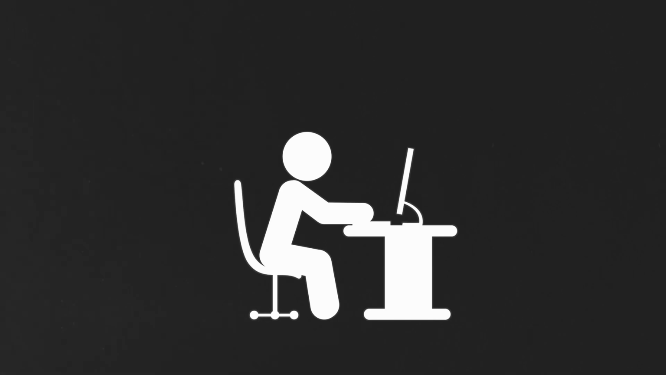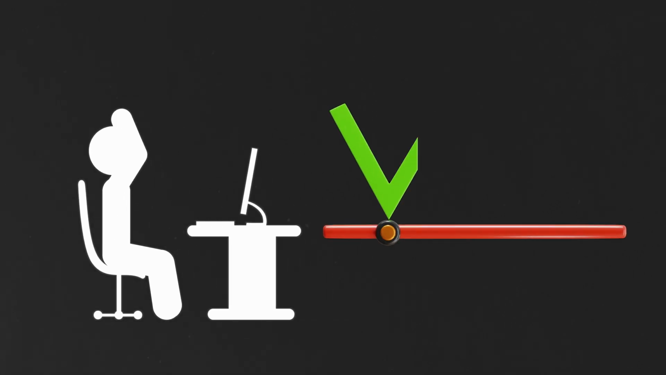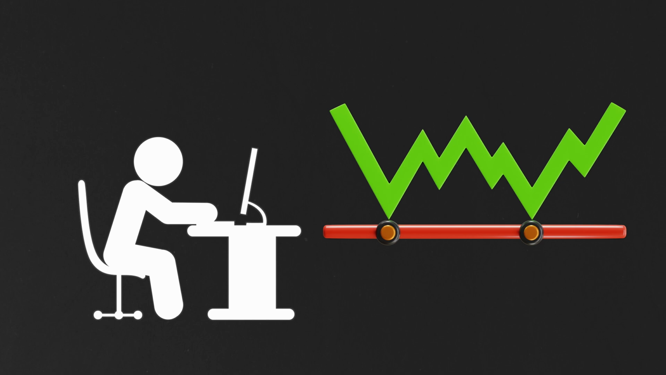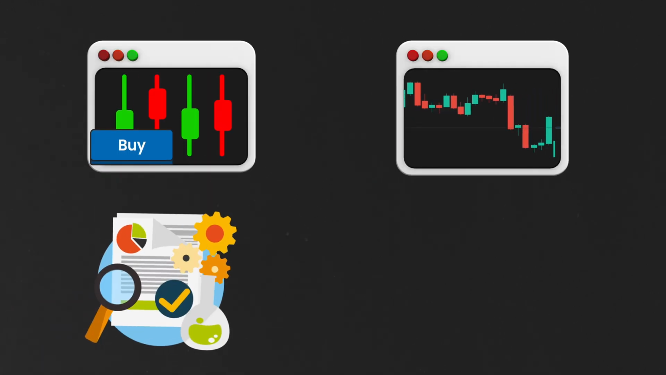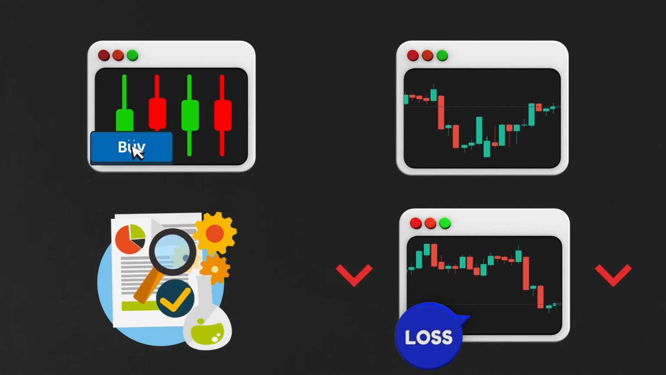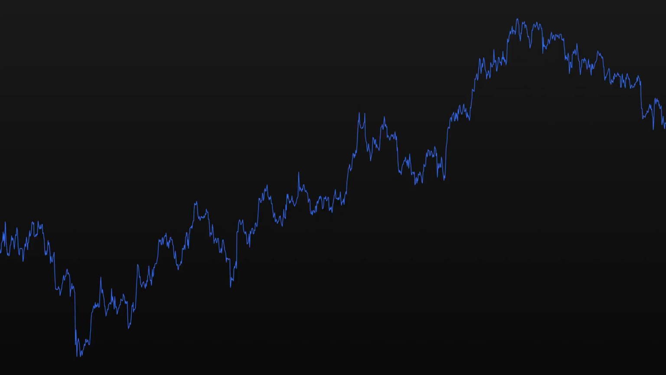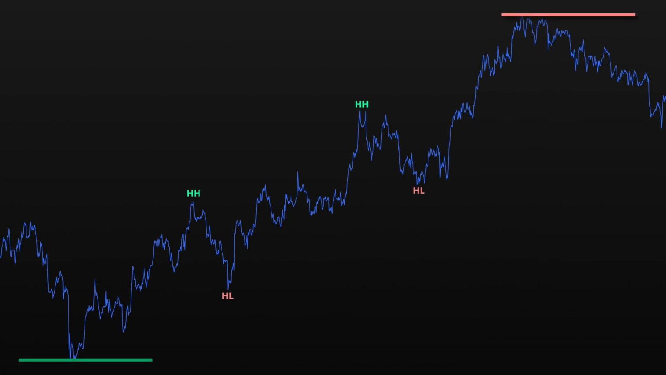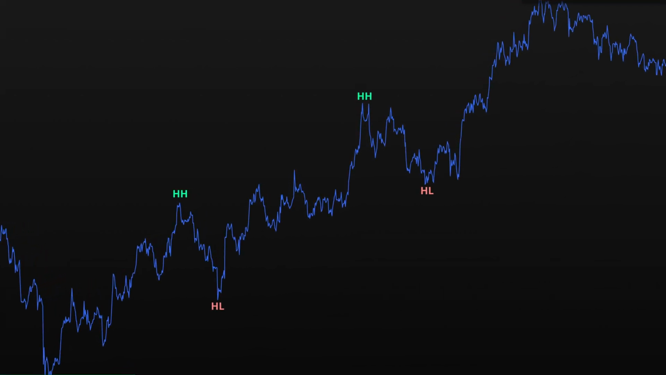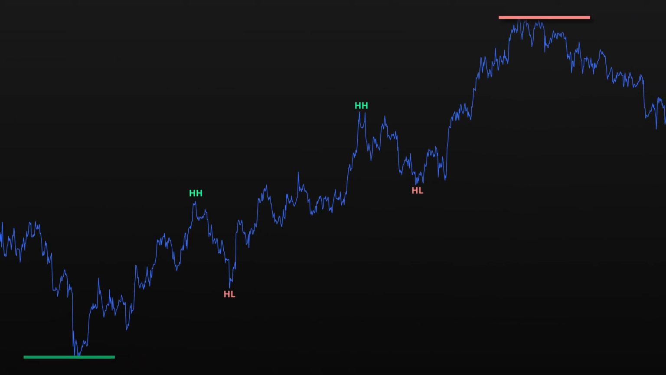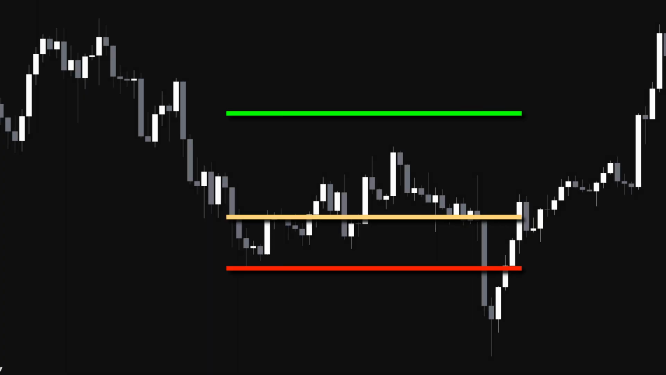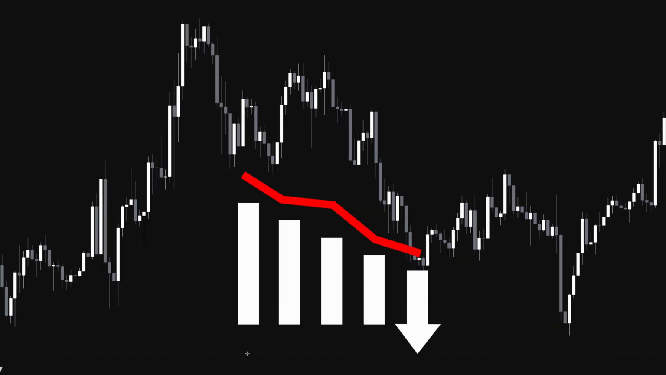The primary reason traders lose money is their inability to properly identify market structure. They focus on indicators, patterns, and complex strategies while ignoring the fundamental framework that drives price movement. Market structure determines everything. Without understanding it, you're essentially trading random price fluctuations rather than structured market behavior. This leads to poor entry timing, incorrect position sizing, and ultimately, consistent losses.